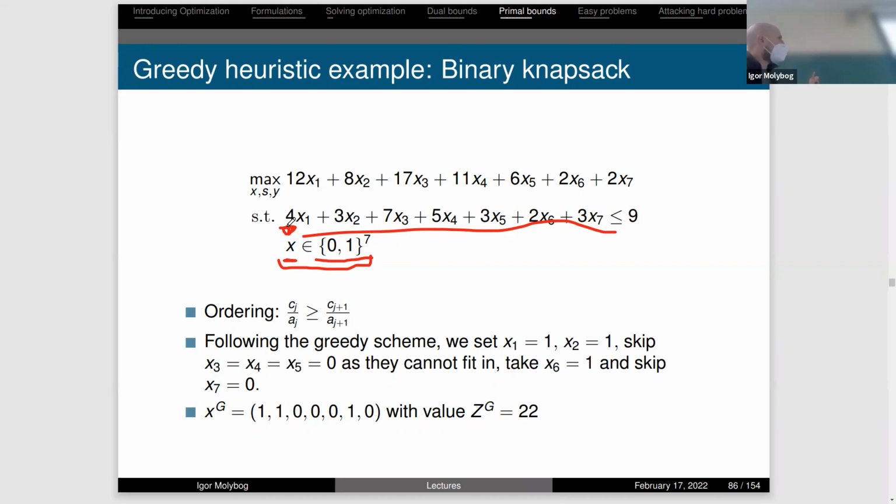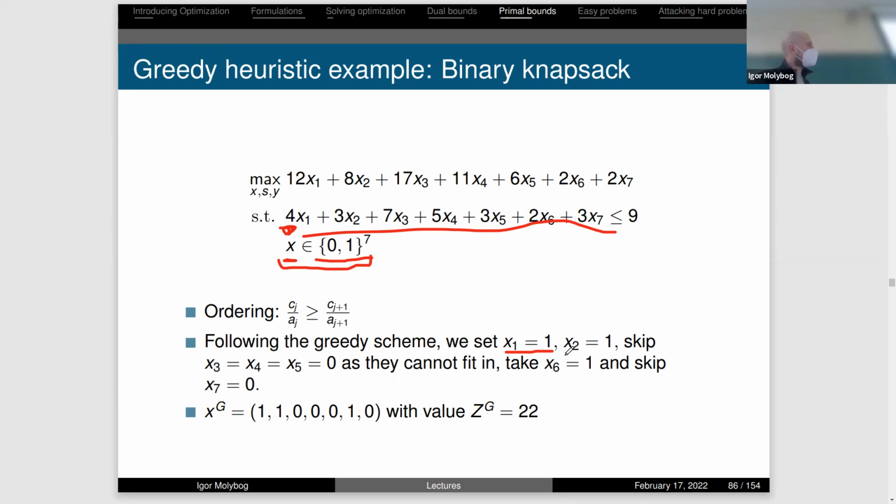Therefore, we are ordering our set of 7 objects by decreasing of this number. And then what we are doing next is that we are picking objects one by one in case they still fit into our backpack, in case we still can carry them. So following the greedy scheme, we take x1 equal to 1. So we are picking up the first object just because it fits in.